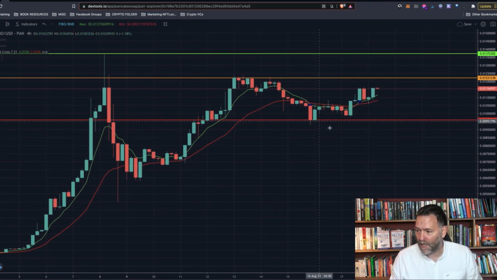We've got a strong support here, around about the 9/10 of a cent. I don't think it's going to hit that again. We've got resistance here at 1.2 cents. And we've got the all-time high around about the 1.4 cents.